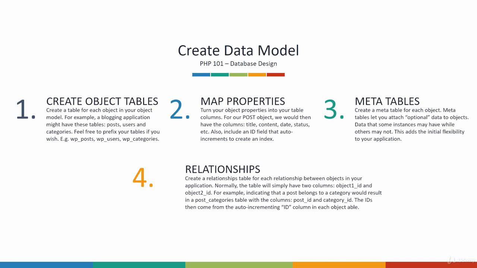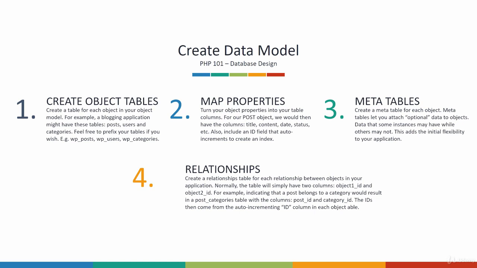Now, if you want to prefix those like WordPress does, feel free to do that. So that would be WP post, WP users, WP categories. So that's the first step. For every object that you've laid out on your object model, create a table for it. And inside of it, step number 2 is to map the properties.